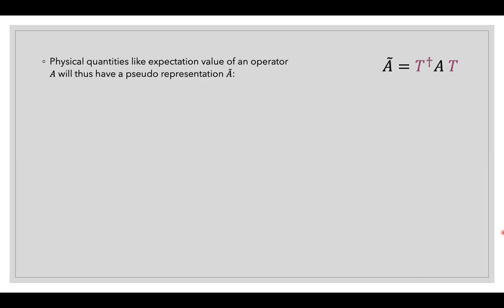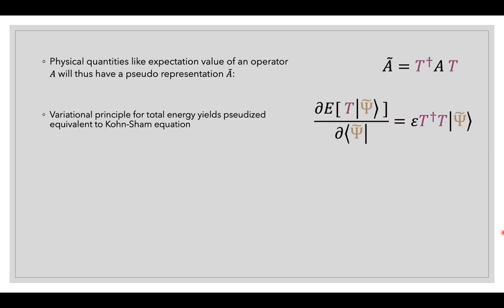If you make this assumption, then you can derive physical quantities like the expectation value of a certain operator by sandwiching it between the transformation operator and its Hermitian conjugate. And that will give you a pseudized representation of this expectation value. It follows quickly from there that if you take the variational principle for the total energy, you can get the pseudized equivalent to the Kohn-Sham equation. That allows us to look at our density functional theory codes, and instead of looking for the ground state of our system in real space, we can actually look for that ground state energy in a version of pseudospace.